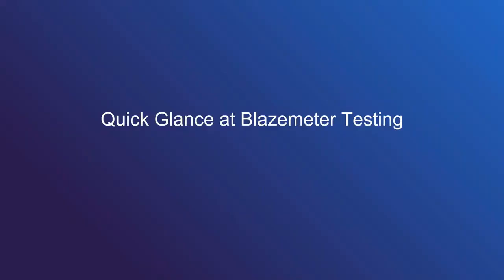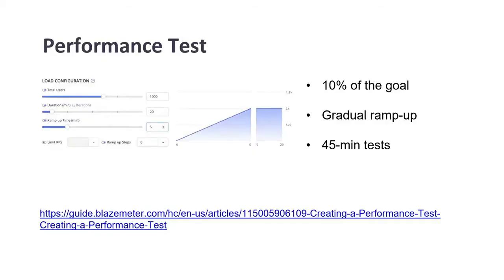So with that said, before we get into testing, let's set a little scope. Let's talk quickly about what testing we're doing. Now, let's talk quickly about how BlazeMeter creates a performance test, especially for those who are new to BlazeMeter. When you're doing performance testing, a lot of people are thinking, well, we think we can handle 50,000 users.